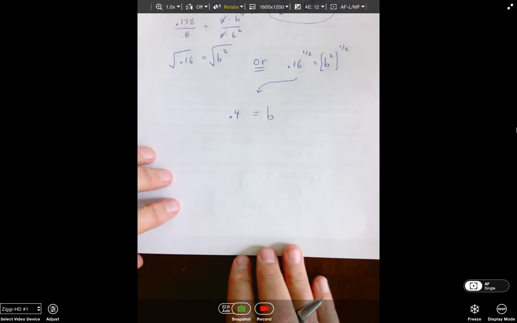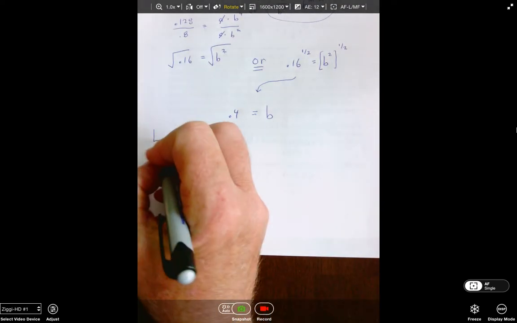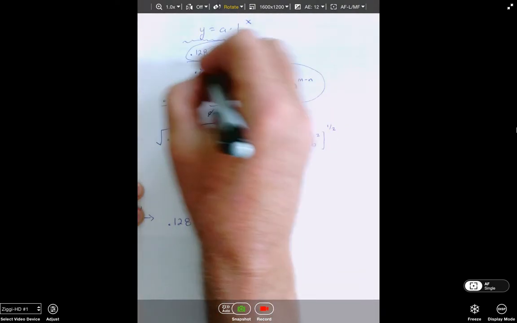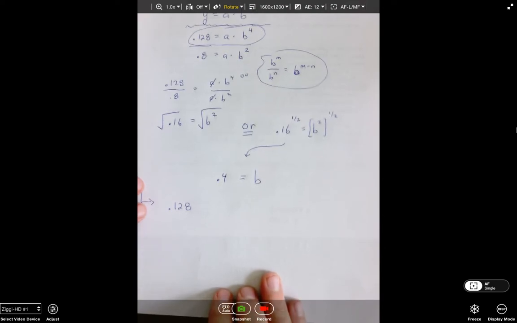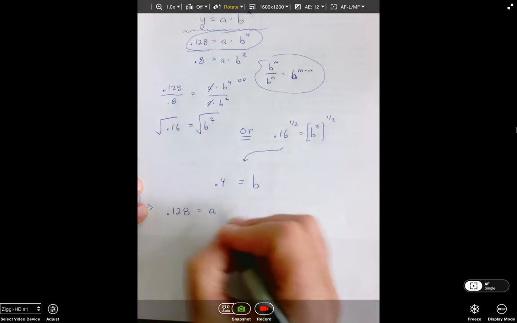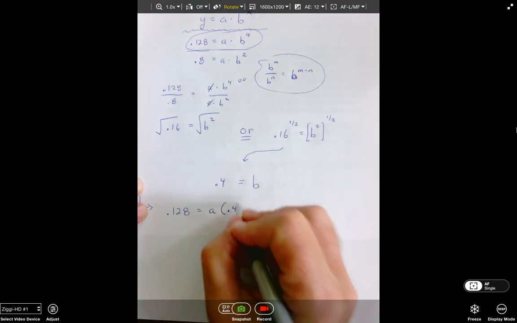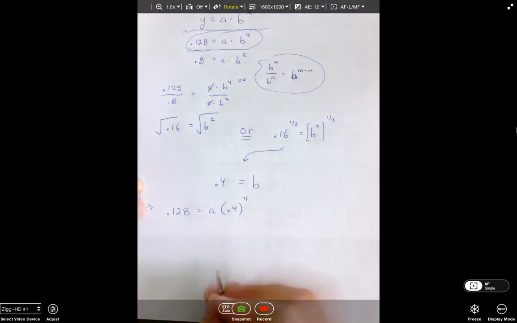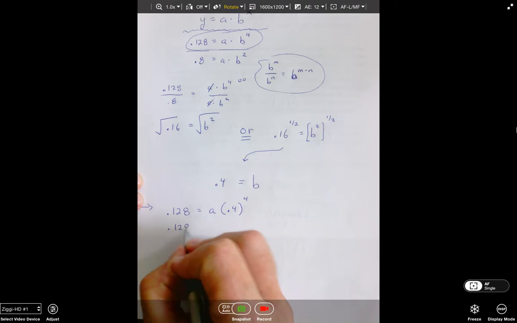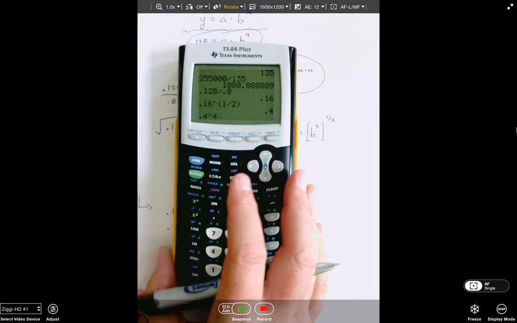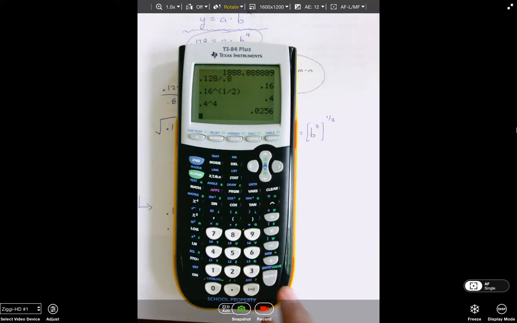Now I don't know what A is, but if I go back and grab one of these relationships, and I'm just going to get the top one, 0.128. So I'm using this one right here. Then I know that my B right here is now 0.4. And I have to raise that to the 4th power. So gang, I have 0.128 equals A times 0.4 raised to the 4th power. Let me show you how I do that on the calculator. It's 0.0256.